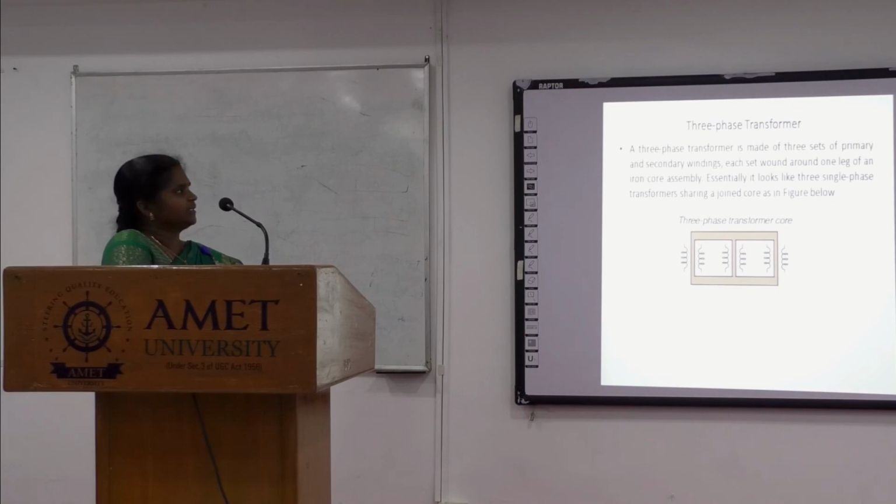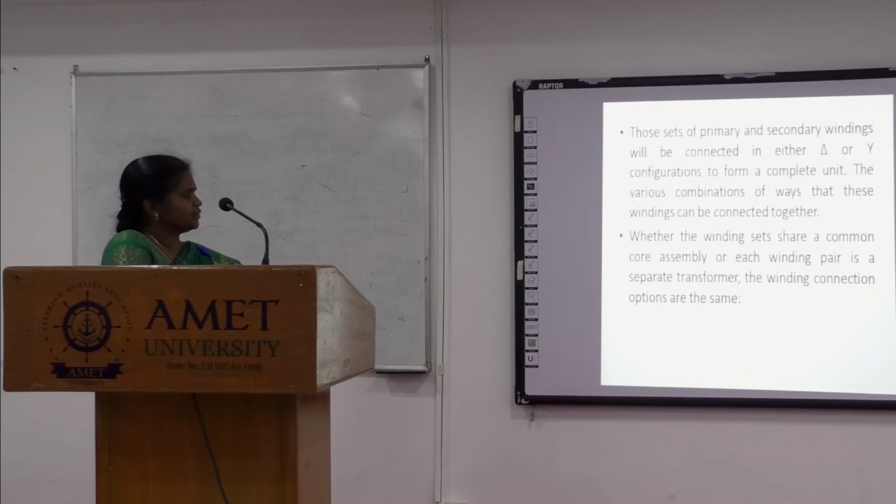The next one is the three-phase transformer. In the first slide itself we have seen there are two types of transformer, based on the application, based on the electrical network where it is installed, and also based on the input electrical supply. There are two types of transformers, single-phase transformers and three-phase transformers. The three-phase transformers are made of three sets of primary and secondary windings, each set wound around one leg of an iron core assembly. Essentially, it looks like three single-phase transformers sharing a joined core, as shown in the figure.